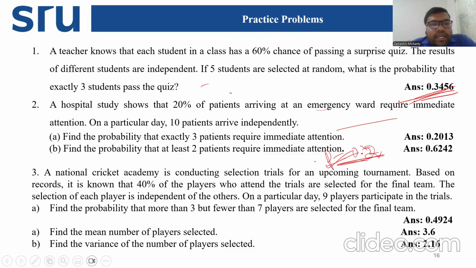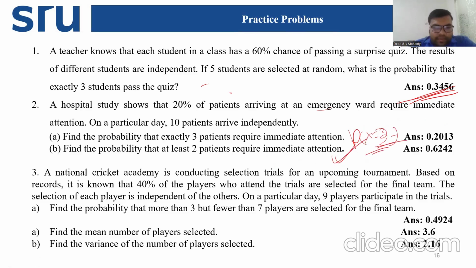Next, immediate attention. Ten patients arrive independently. Ten means the n value is 10, and the p value is 0.2. Find the probability that exactly 3 require immediate attention. Exactly 3, what do we need to calculate? Exactly 3 means probability of x equals 3. So whenever you are calculating probability of x equals 3, the value of k is 3.